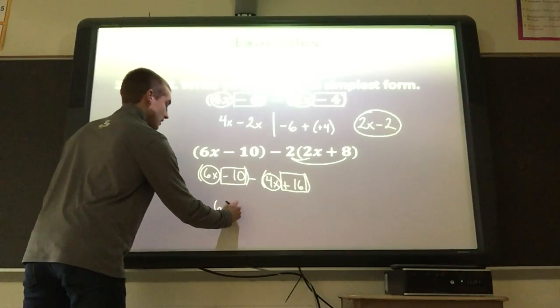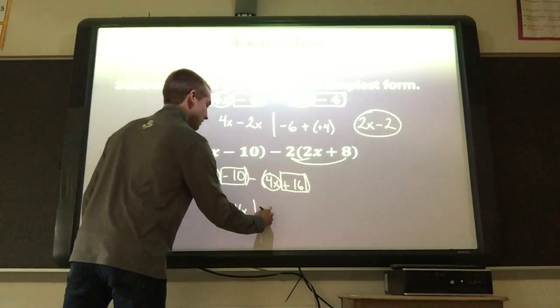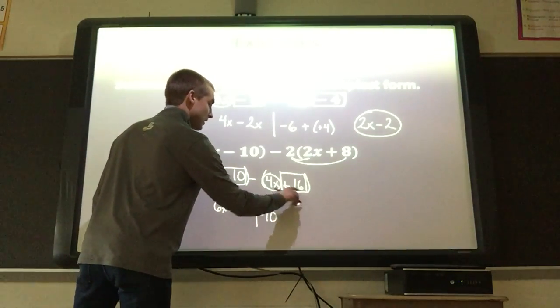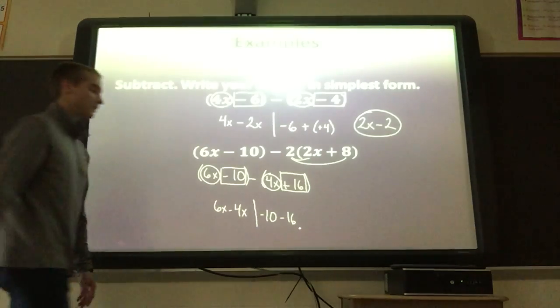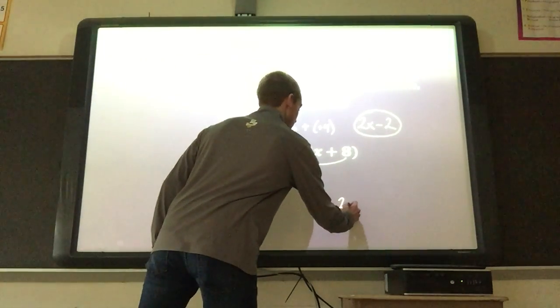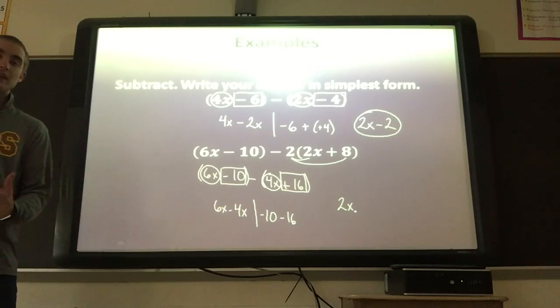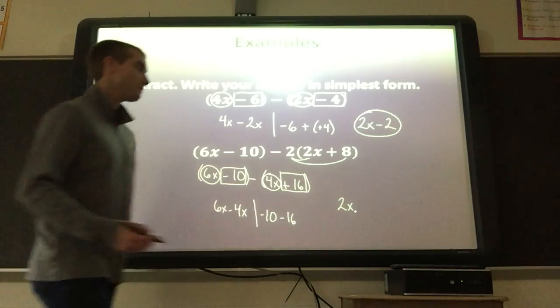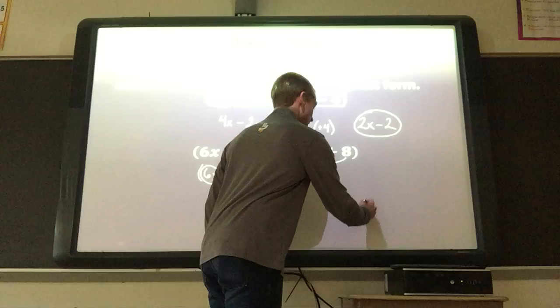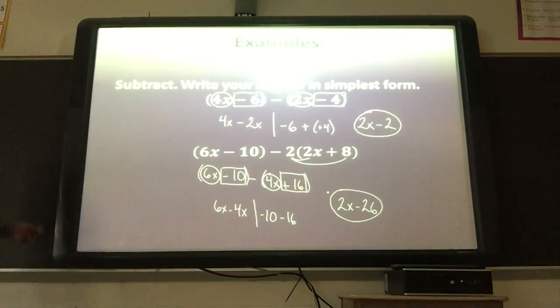So it's 6x minus 4x. On the other side, we've got -10 minus positive 16. So that's what it would look like. -10 minus positive 16. 6x minus 4x gives us 2x. -10 minus 16, that's going to be like -10 plus -16. So it's actually going to get us -26. So our answer, our final expression, would be 2x minus 26.